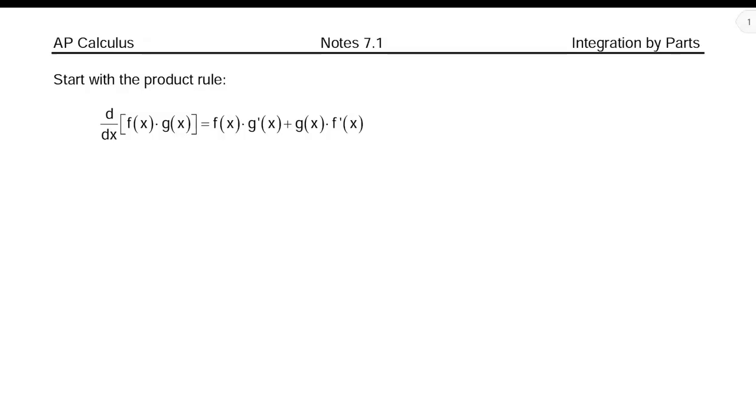The product rule says if we take the derivative of f times g, we would get f times derivative of g plus g times the derivative of f. So that's our product rule. I'm going to manipulate this formula a little bit. First, I want to switch sides. So I'm going to move the right side over to the left and move the left side over to the right.